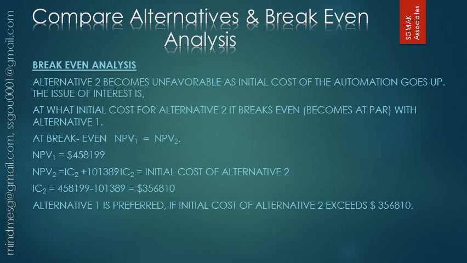So at break even, whatever metric you're using, in this case the net present value, the metric becomes equal for two alternatives, and we typically have one parameter at a time, though it can be expanded to more than one parameter. Then you get a region of parameter values. With one parameter, we just try to find out at what value of the parameter they break even. So in this case, alternative 1 is preferred if the initial cost of alternative 2 exceeds $356,810.